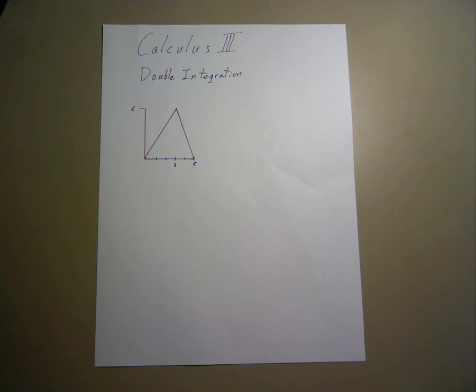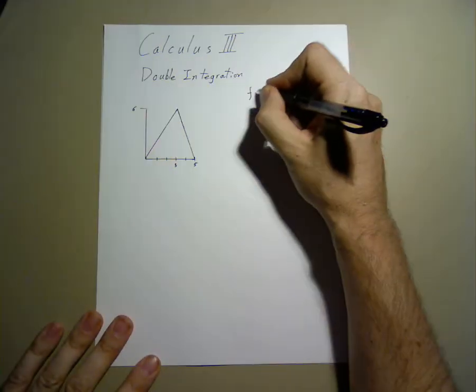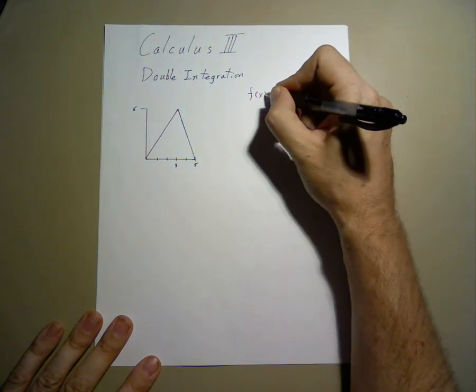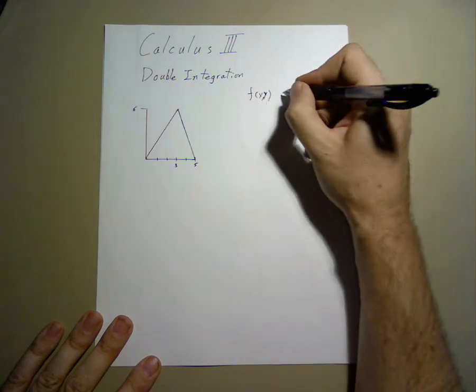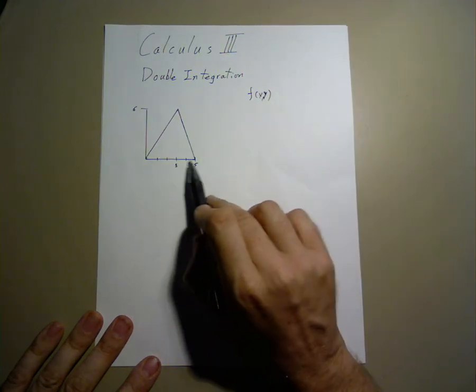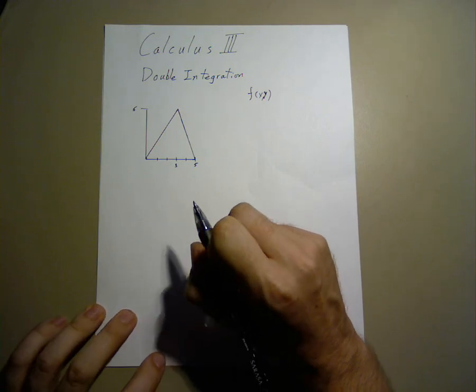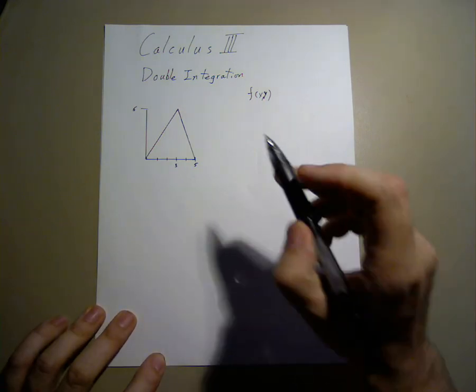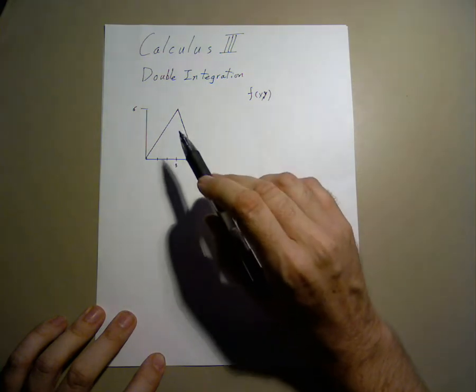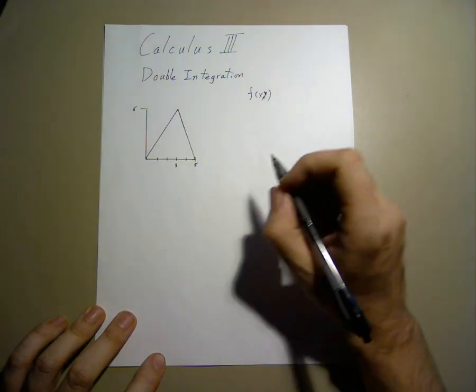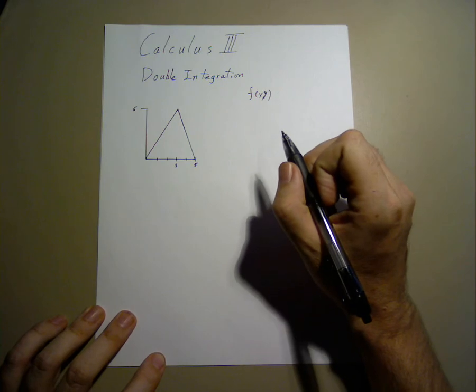By now you have seen that multiple integrations in calculus lead to a whole new level of complexity. In this example, we're going to integrate a generic function f over this region, this triangle. There are two different ways we can work this out. We can first integrate along x and then y, or y and then x. We're going to work out both examples.